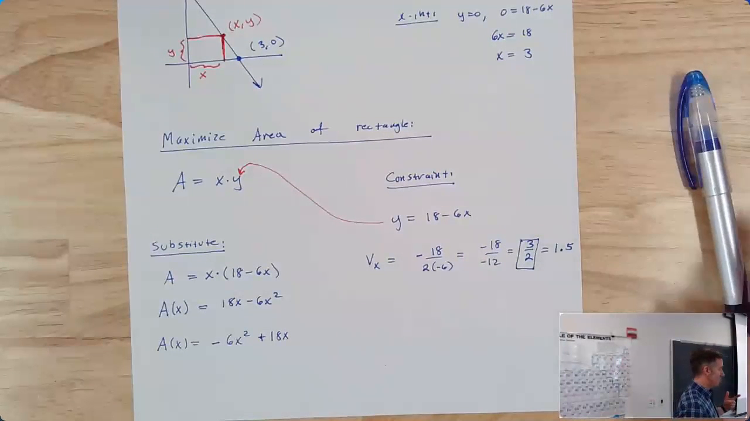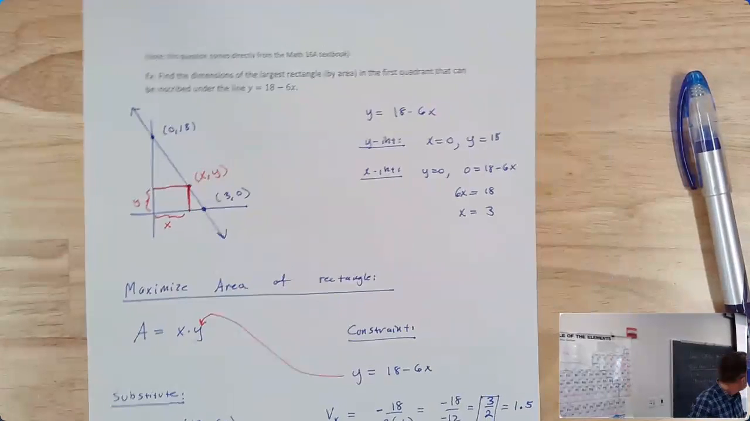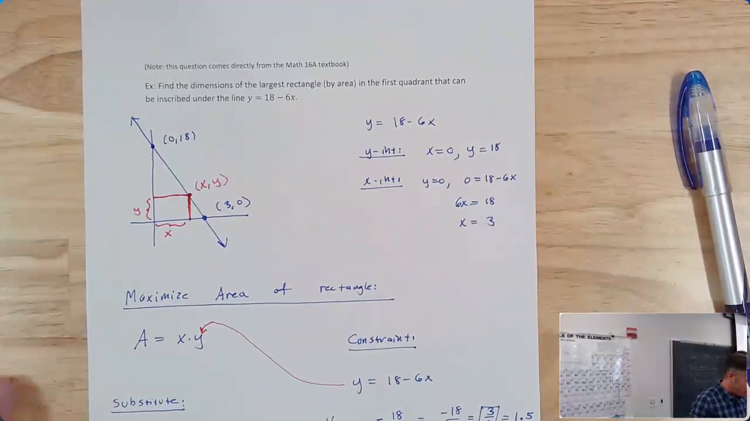Here's what I would say about these optimization problems. After you have found the x coordinate of the vertex, it is a good time to go back and read what the question is asking for. Find the dimensions of the largest rectangle by area in the first quadrant that can be inscribed under the line y equals 18 minus 6x.